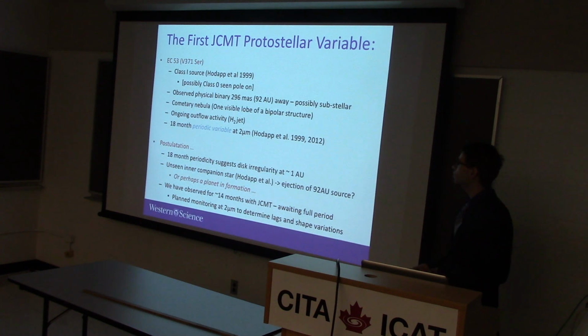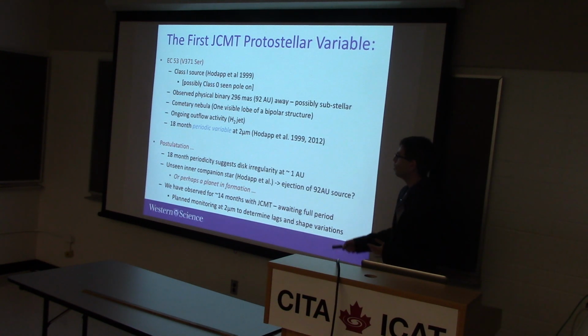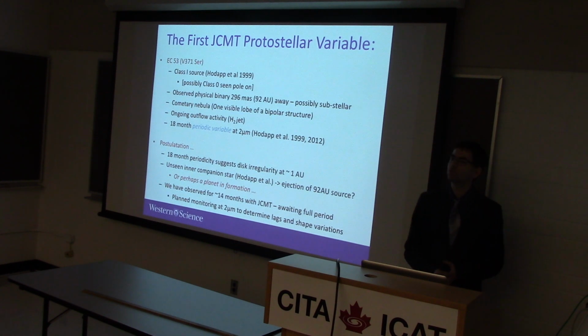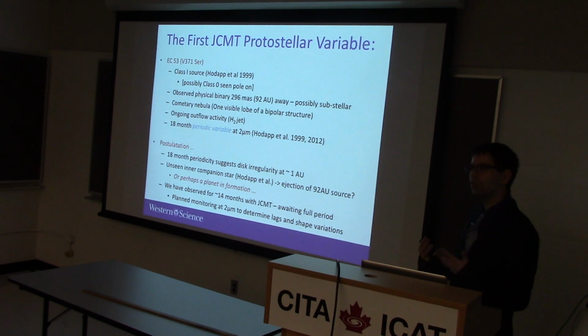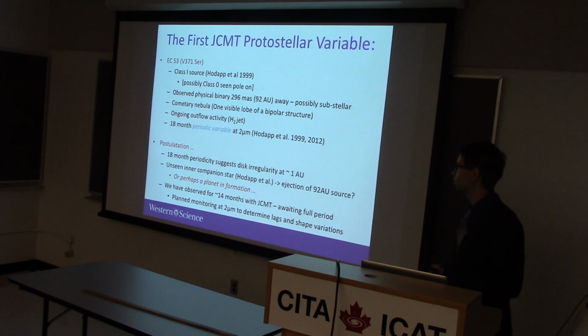So possibilities, maybe there's an unseen companion or some planet at this 1 AU scale that's driving this periodicity. Could just be other interesting things in the disk. But the fact that it's periodic is particularly interesting.